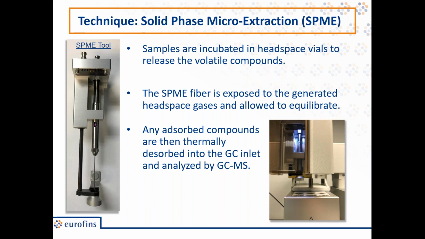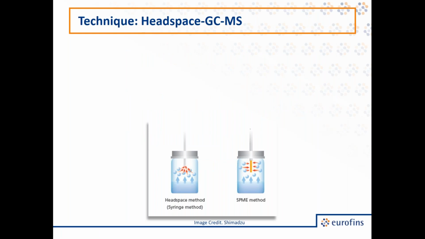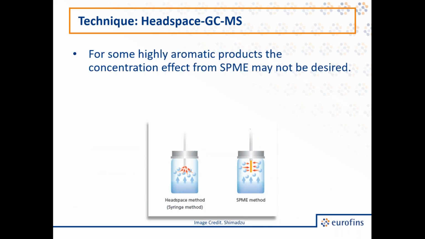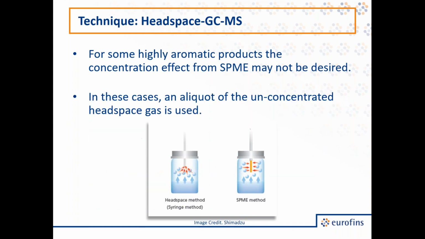In addition to SPME, there's a variety of other sampling techniques we can employ, depending upon the specific product of interest. One of these is Headspace-GC-MS, which is similar to SPME, but without the use of a fiber. So for some highly aromatic products, the concentration effect of SPME may not be desired, in that there may be so many volatile compounds present that it can overwhelm this approach. And so in this case, an aliquot of the unconcentrated headspace gas is used.